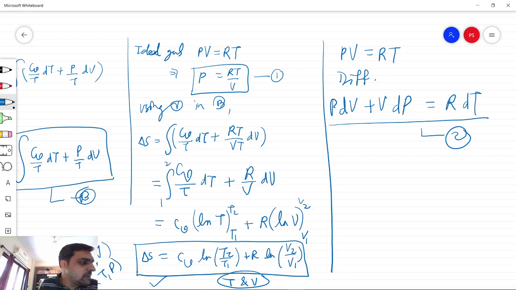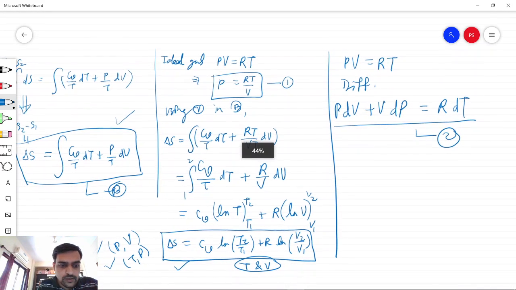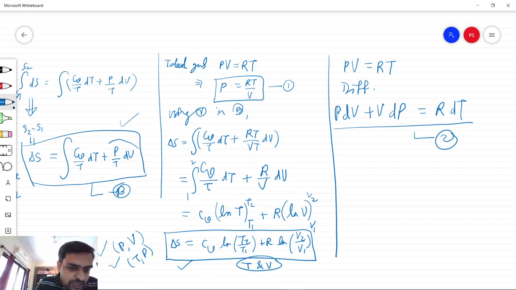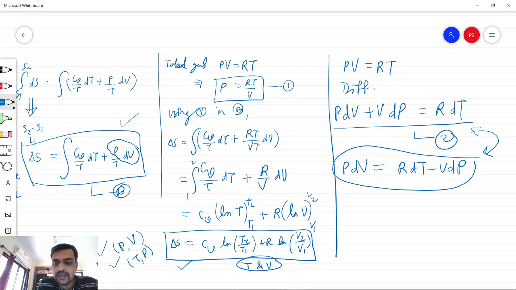Now we have to use this equation 2 in the previous equation, that is equation B. Note that we have here P dV, and instead of P dV, now we can write from equation 2, P dV equal to R dT minus V dP. This is same as equation 2. We are just changing the terms from left hand side to right hand side. So instead of this P dV appearing here, we have to write this entire expression.